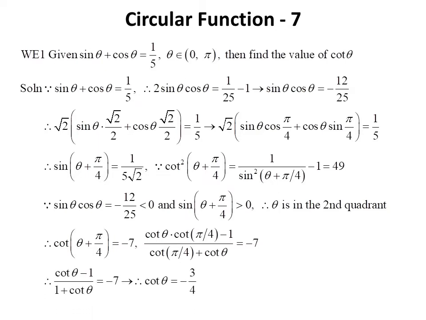After applying the cotangent addition formula, we have the equation: cotangent theta minus 1, all over the sum of 1 and cotangent theta, equals negative 7. After solving this equation, the value of cotangent theta is obtained, which is negative 3 over 4.